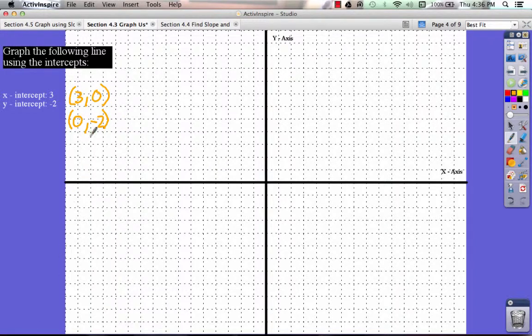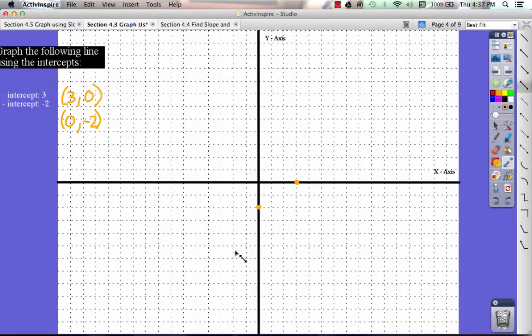The x-intercept is 3, 0, so let's go to the origin, count over 1, 2, 3, and mark that point right there. The y-intercept is 0, -2. 0 for x means we're not going to go left to right, so we just go down 1, 2, and mark that point. Now we can connect the dots. And there's our line.